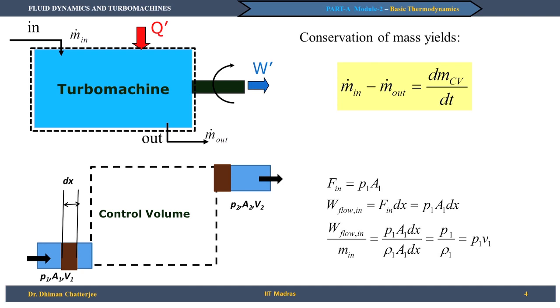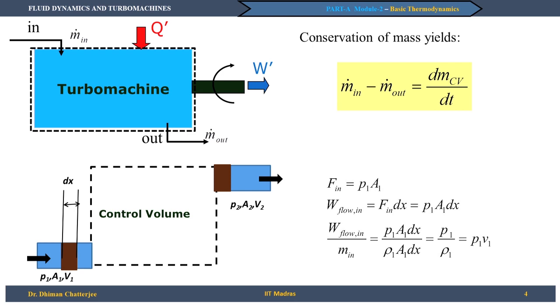So, the flow work per unit mass is going to be given by P1 A1 dx divided by rho 1 A1 dx. So, you will get that the flow work per unit mass flowing in is equal to P1 by rho 1, which means we can also write in terms of specific volume as P1 v1, where the small v1 is specific volume, the capital V, please note, is not volume, it is the velocity. And similarly, you can talk in terms of the flow work going out as P2 v2.